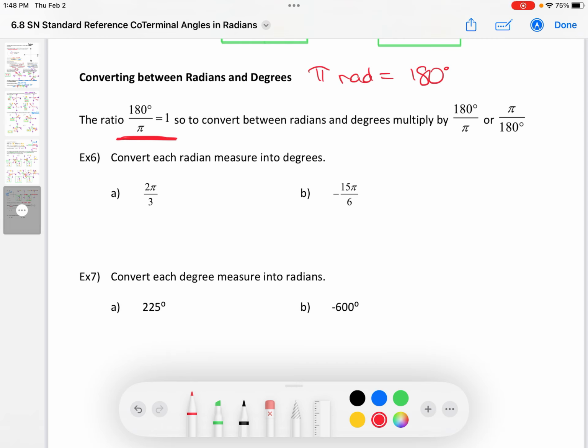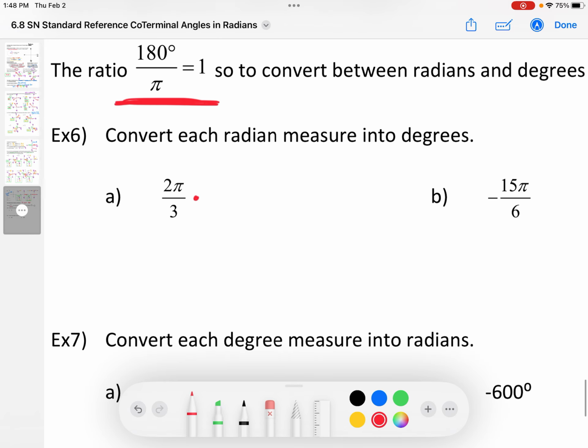Now, to figure out which one we need, look at what you're given. In example 6, we're given radians. We're asked to convert into degrees. So the final answer needs to be in degrees, so we need the degree on top. The other thing we need is for the pi's to divide out because degrees doesn't typically use pi's. So that means we need to multiply by 180 degrees on top, because that's the unit we want in the end, over pi because we want the pi's to divide out.